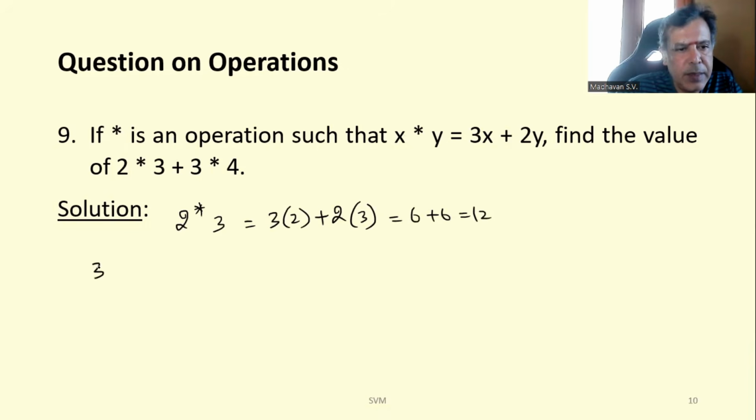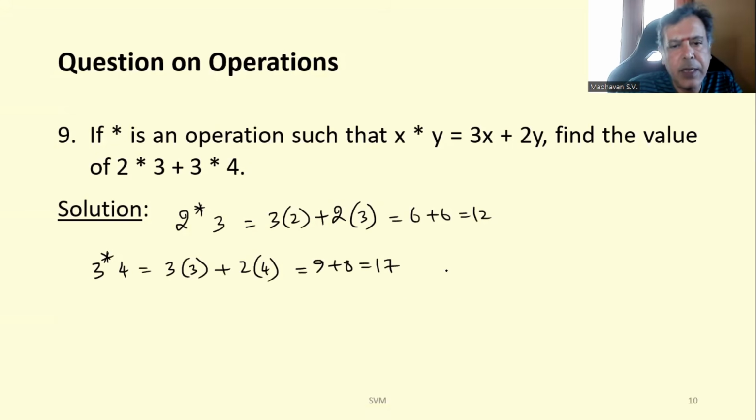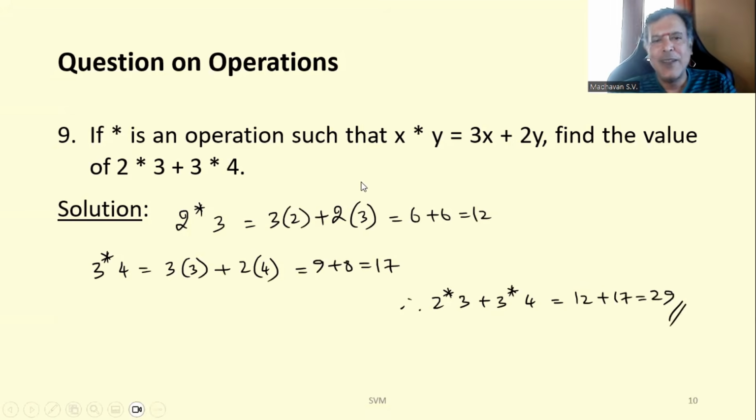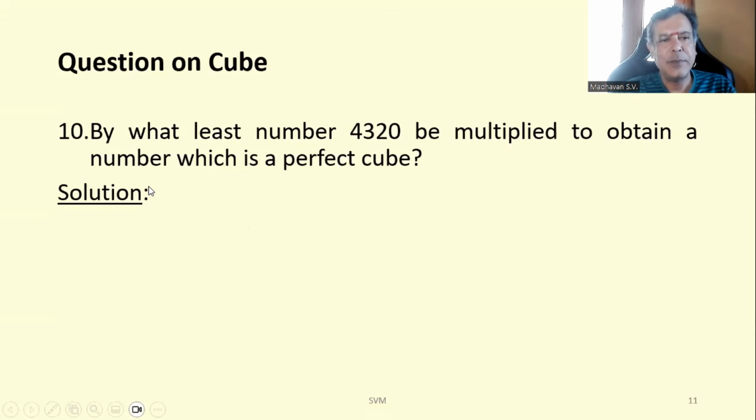Next, we will evaluate 3 star 4. Again, wherever x is there, we will replace it with 3. Wherever y is there, we will replace it with 4. So 9 plus 8, we get 17. Therefore, 2 star 3 plus 3 star 4 is equal to 12 plus 17. We get 29 as the result. So let us move on to the next question.